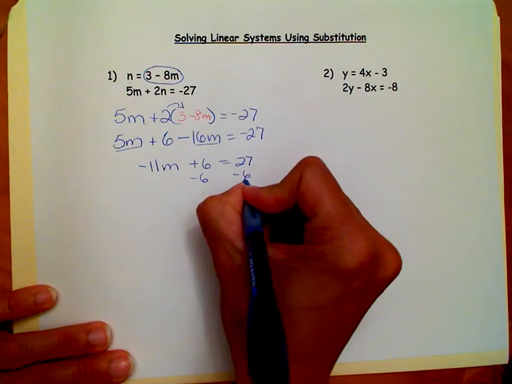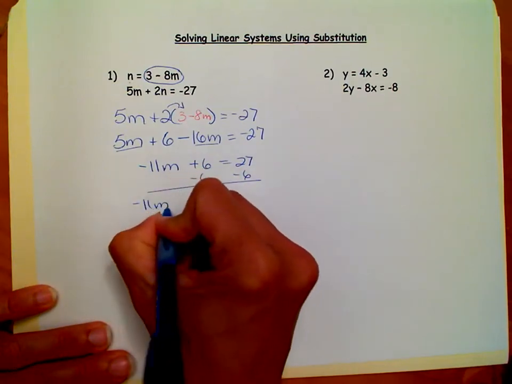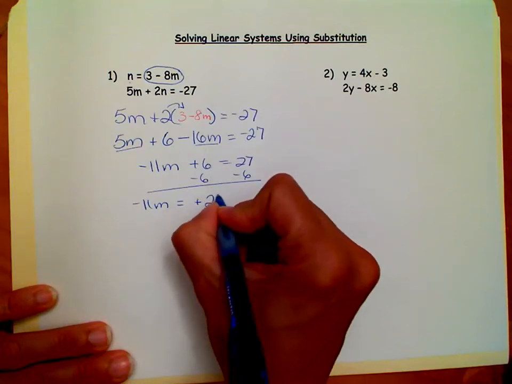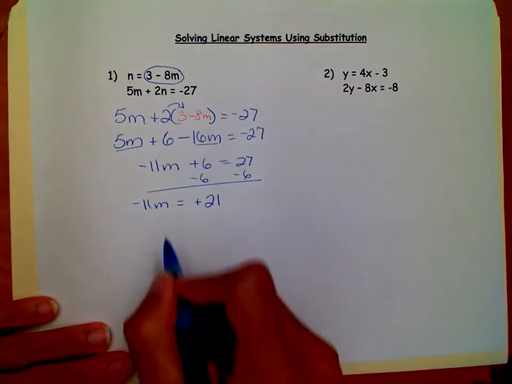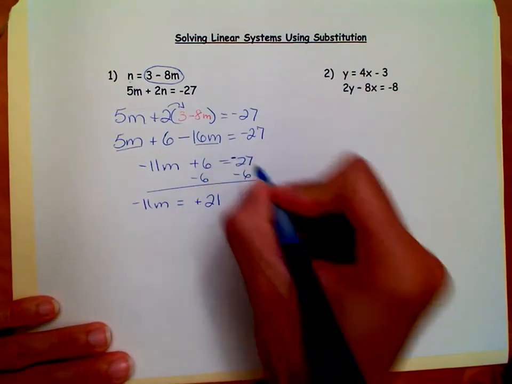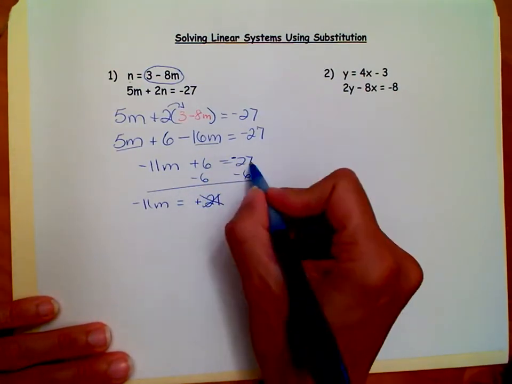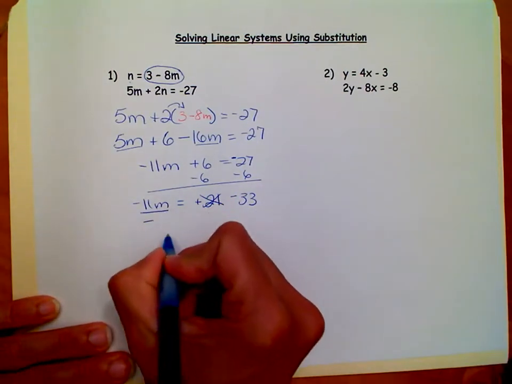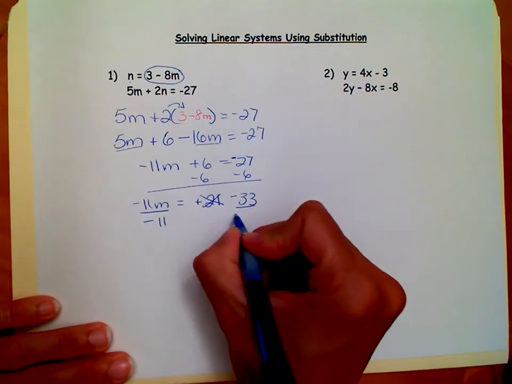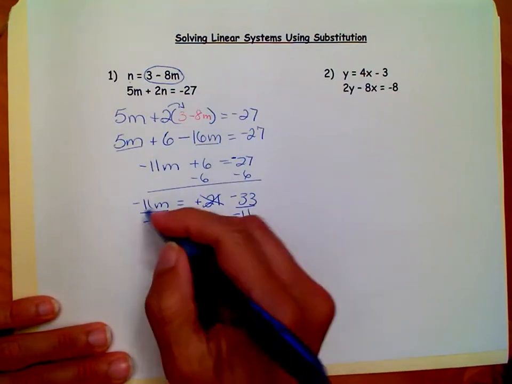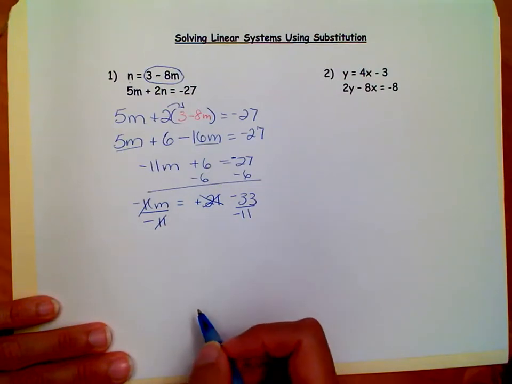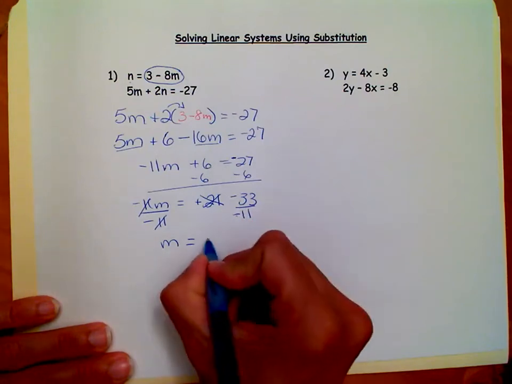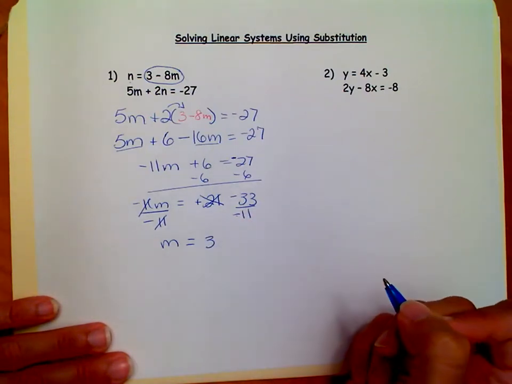If I subtract 6 from both sides to try to get m alone, I get negative 11m equals positive 21. Oops, I made a mistake there, didn't I? That was supposed to be a negative, so let's go back. Then that would be negative 33. Okay, moving right along, to get m alone, we're going to divide. Since it's being multiplied by negative 11, we divide by negative 11 to get rid of the negative 11 and get m alone. And we find out that m equals a negative divided by a negative is positive, and 33 divided by 11 is 3.